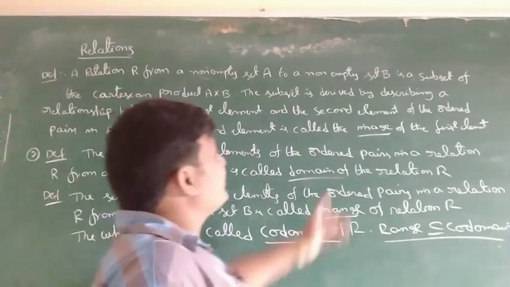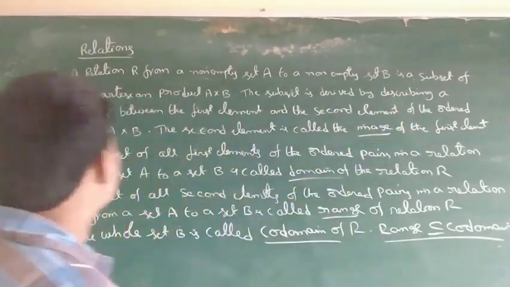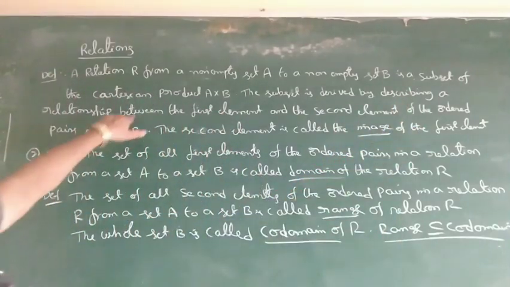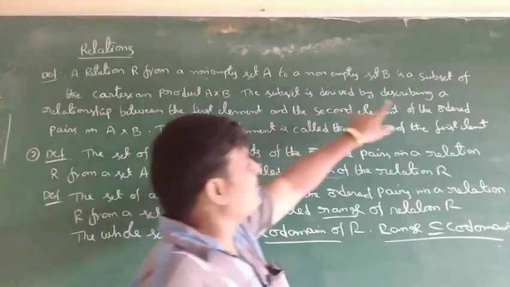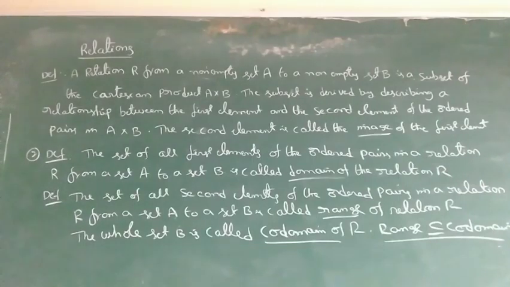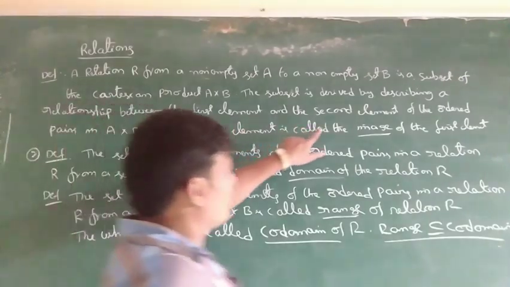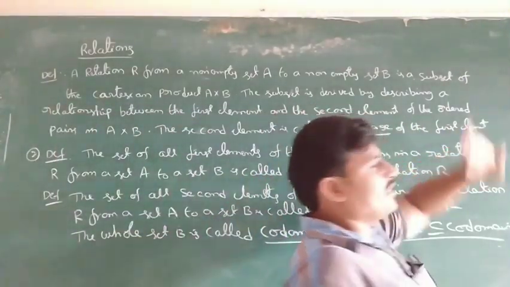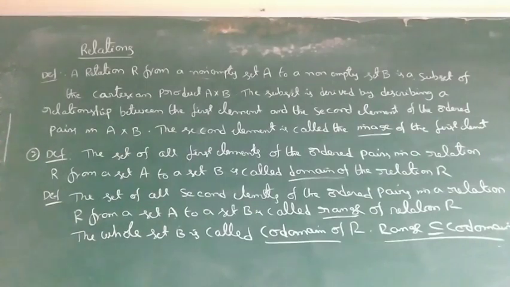The subset is derived by describing a relationship between the first element and the second element of the ordered pair in A cross B. The second element is called the image of the first element. Okay. Next, what is the domain?